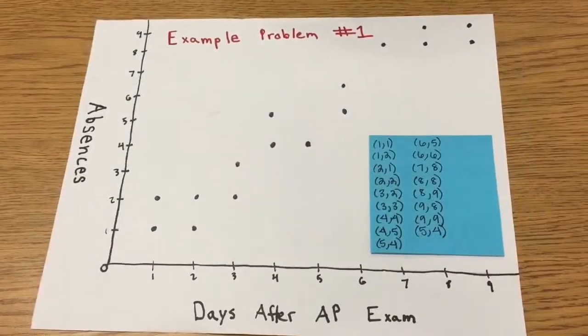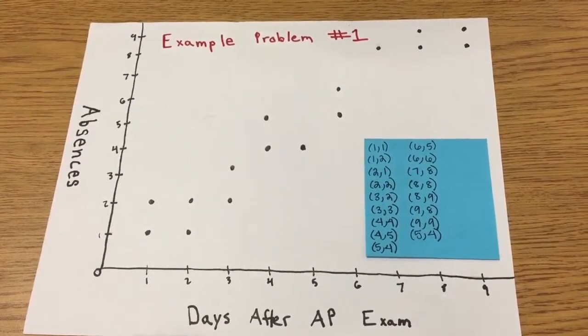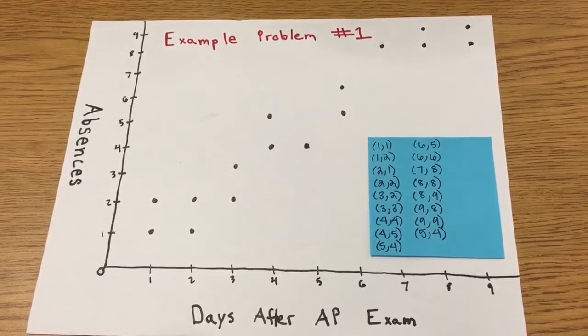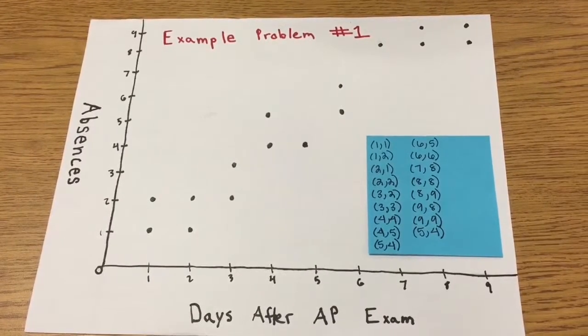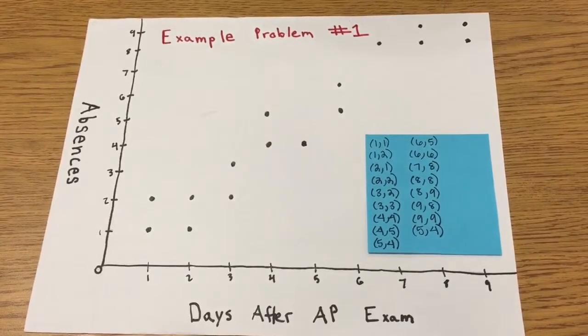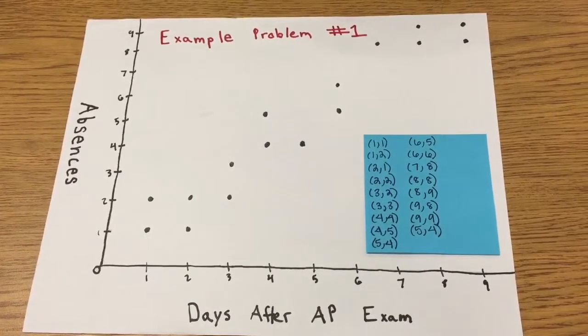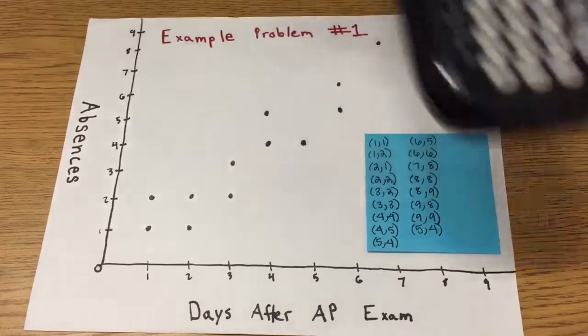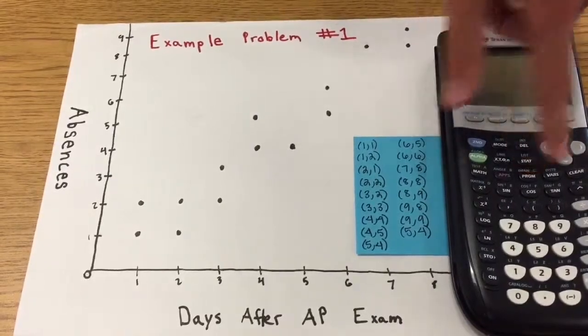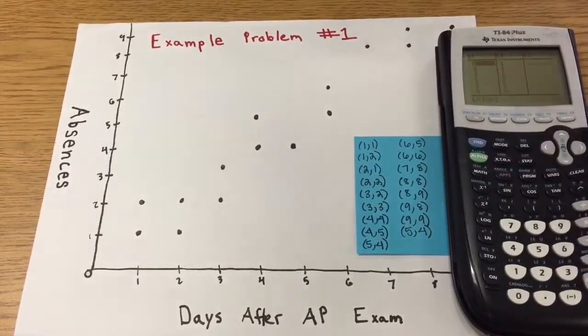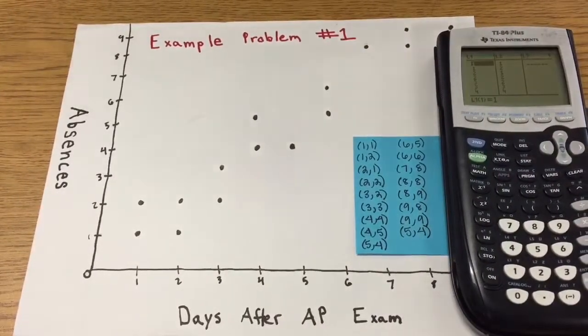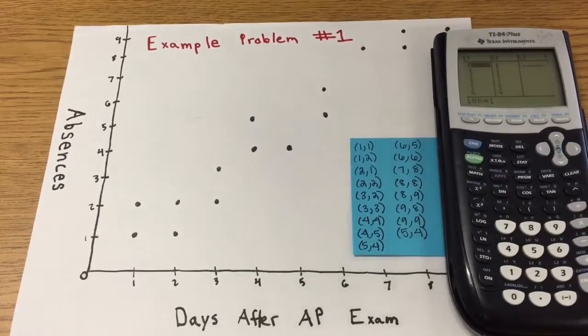So let's apply what we've learned to an example problem. Here, we are trying to find how strong of a relationship the two quantitative variables, days after AP exams and number of absences around Northwest, have. First, put these points into your calculator by going to Stat, Edit, and inserting the data into L1 for x and L2 for y. For the sake of time, we've already inserted them into the calculator.